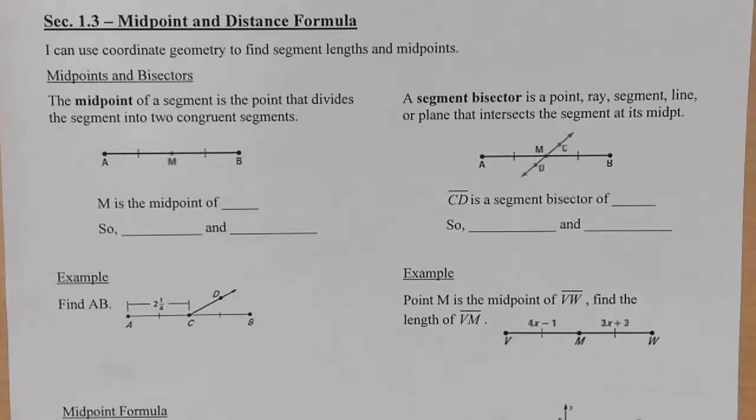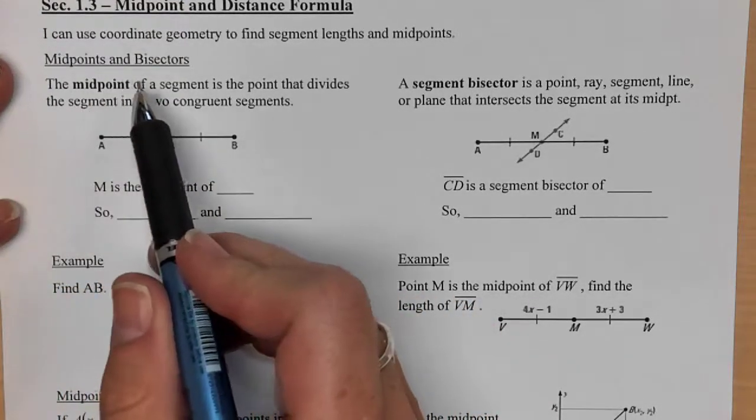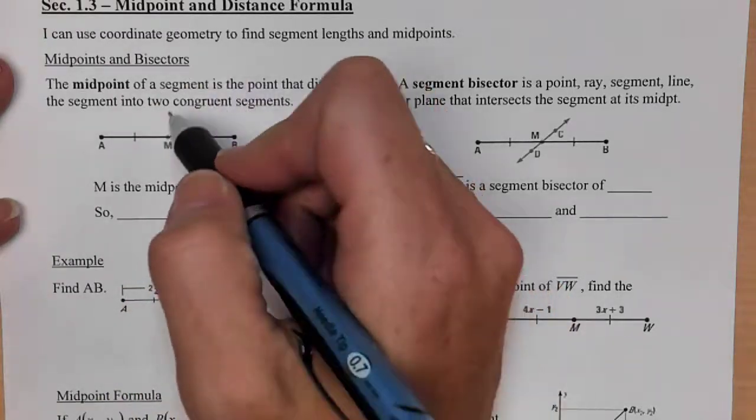This is section 1.3, and today we're going to be talking about the midpoint and the distance formula. So to brush up a little bit on just some vocab, the midpoint of a segment is the point that divides a segment into two congruent segments. So it just chops it in half.